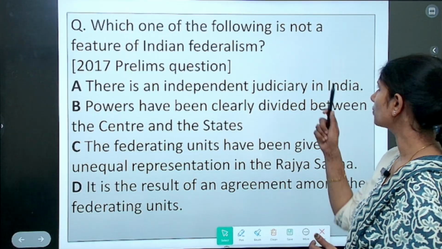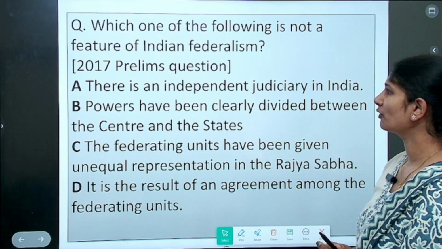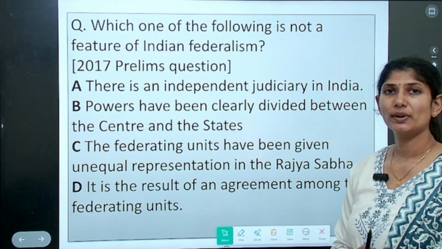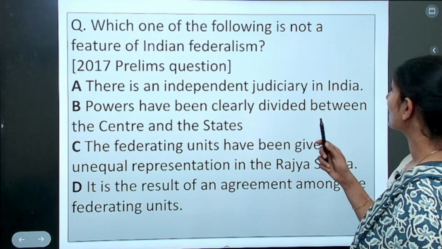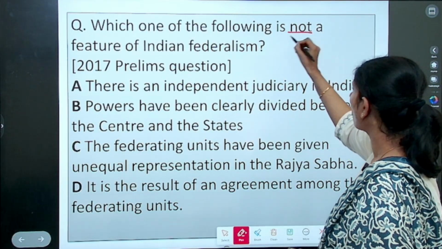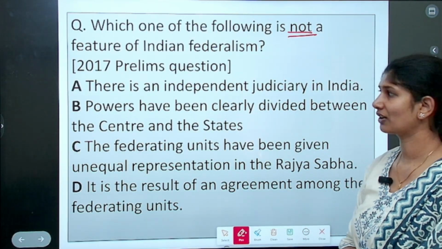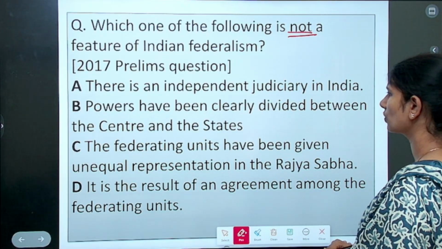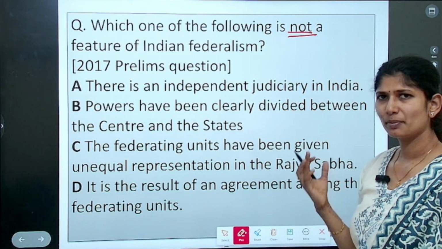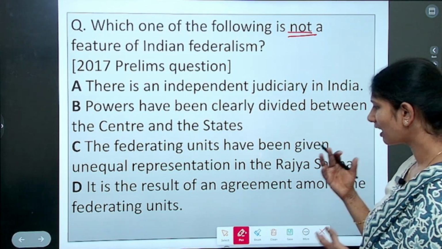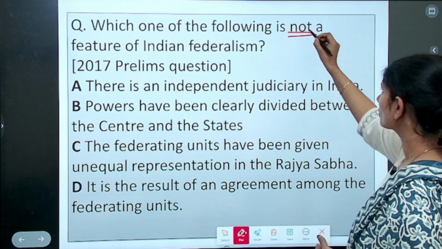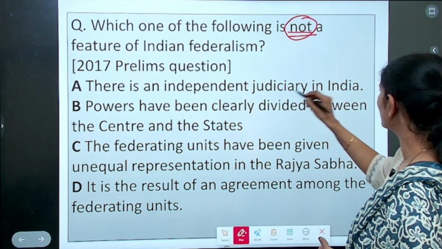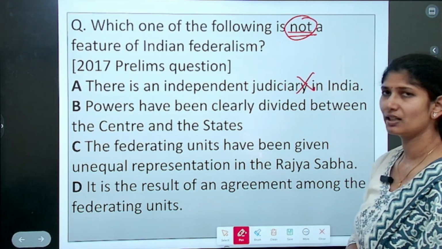Next question. Which one of the following is not a feature of Indian federalism? 2017 question. Again, look at this, it is asking for what is not a feature of Indian federalism. There is an independent judiciary in India. Independent judiciary in India is a very important feature of federalism. So we are asking for not. So the independent judiciary option is not the correct answer.